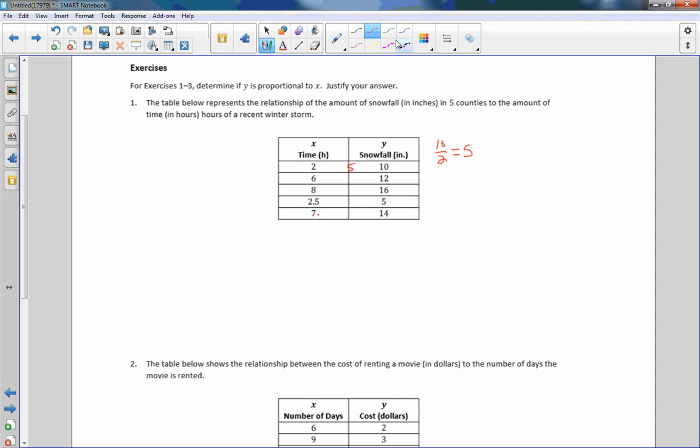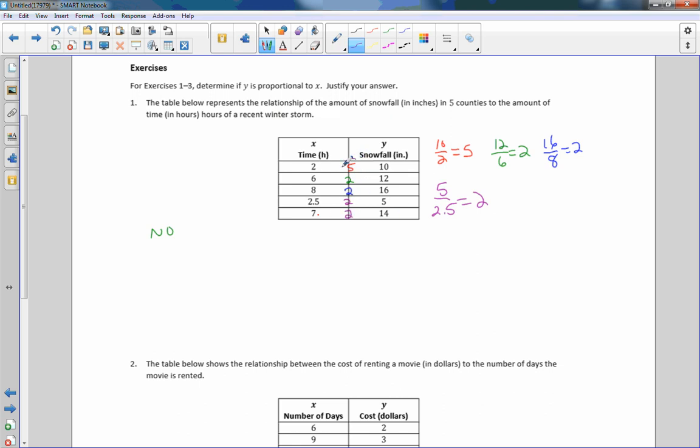Now we're going to do the same with 6. 12 divided by 6 equals 2. So I multiplied 6 by 2 to get this. So these two numbers are different. So the answer I already know is no, but I'm going to continue and show you the rest of these, just to get in the habit of figuring out how we're going to do this. 8 divided by 4 is 2, 5 divided by 2.5 is 2, and 14 divided by 7 is definitely 2.